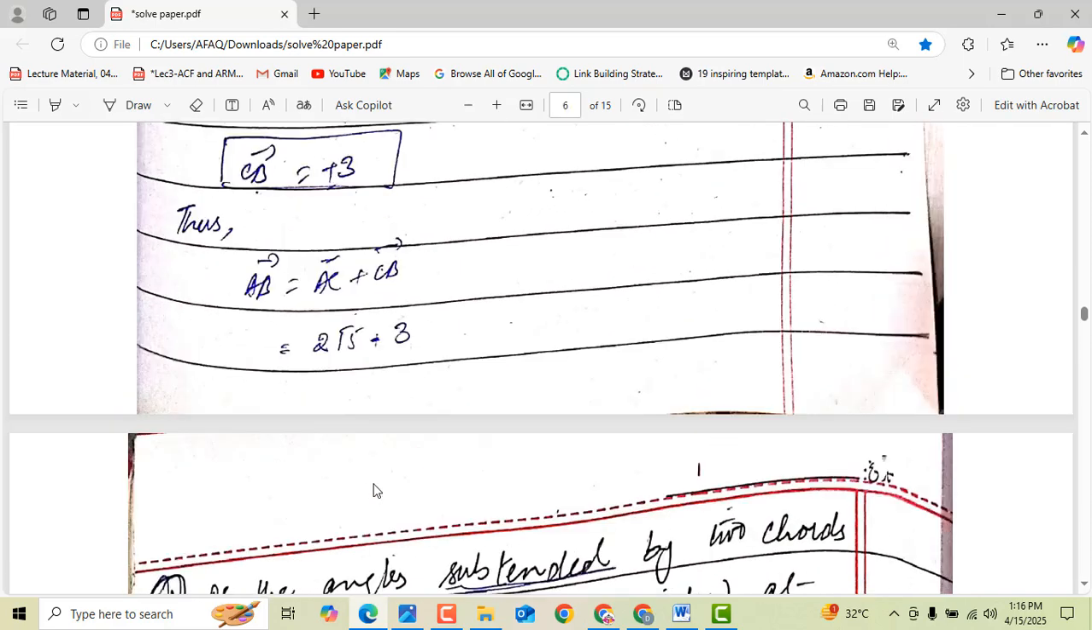So you will get this value after solving. Under root 5 is multiplied by 2, and then we will once add the minus values, then we will add the plus values. I hope you will find this solution useful.